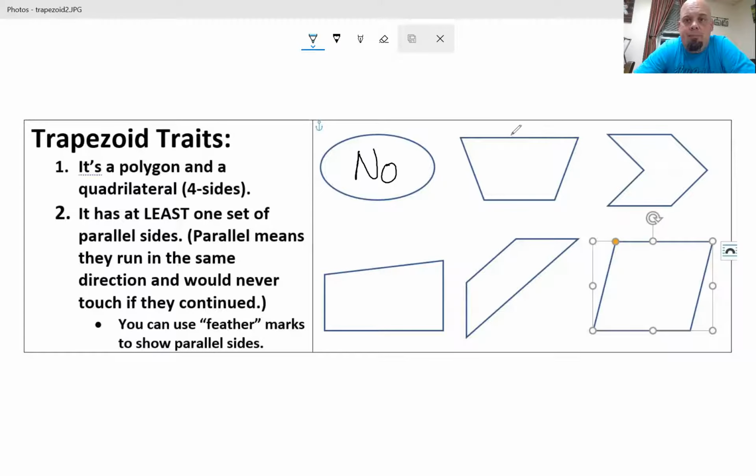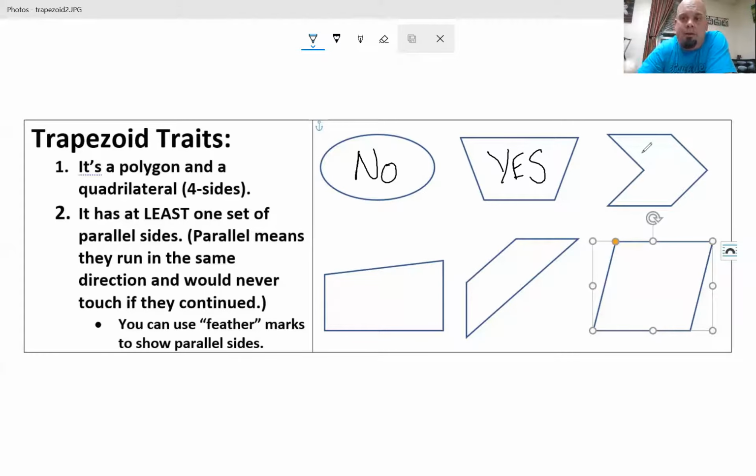Our next figure here, it is a polygon because it's got straight sides that meet and form angles. It has four sides, so that makes it a quadrilateral. And then, is it a trapezoid? Well, let's look at this. Does it have at least one set of parallel sides? These two are not parallel, because if you were to continue them on in this direction, they would eventually touch around here. These two, the top and bottom lines, run in the same direction, and they would never touch, so they are parallel. So this is indeed, yes, a trapezoid.